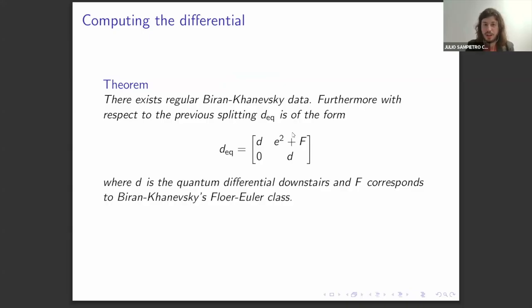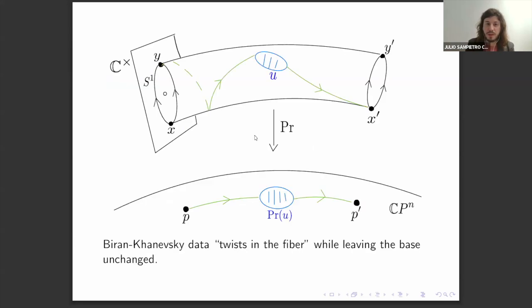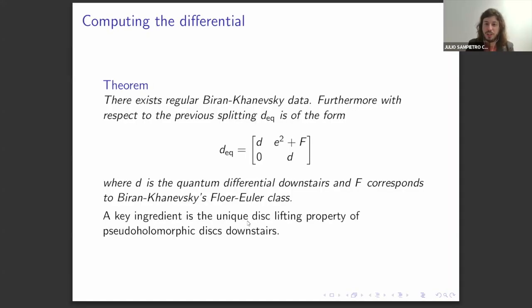And so, for example, I'm going to say a quick word on how you actually compute this. No, I'm not going to do the whole computation, but for example, what does the first d here correspond to? Well, it corresponds to counting equivariant pearls that start at x and end at another x prime. Okay, so because we choose Biran-Khanevsky data, in particular, we have this key property, which is there's a unique lifting of disks that is also non-trivial to show.